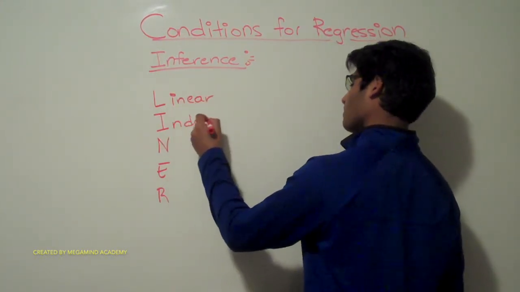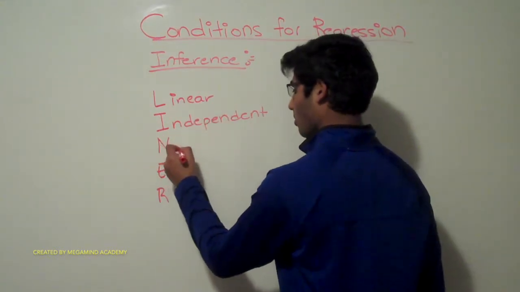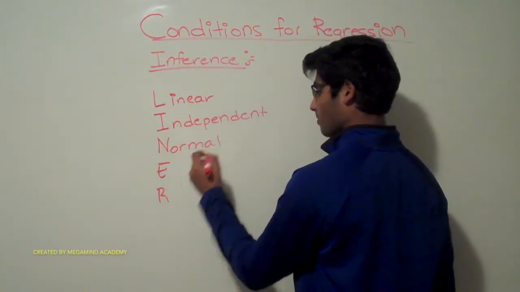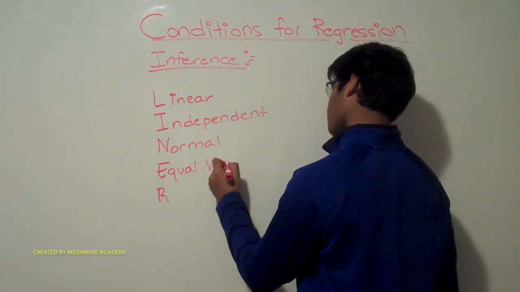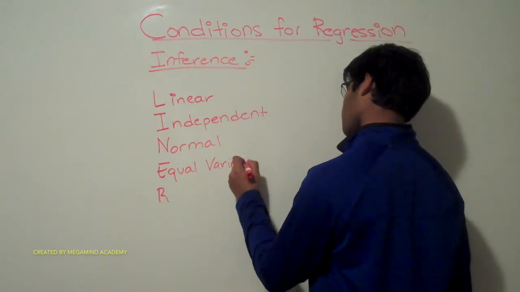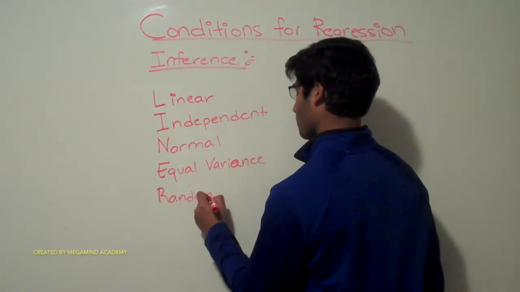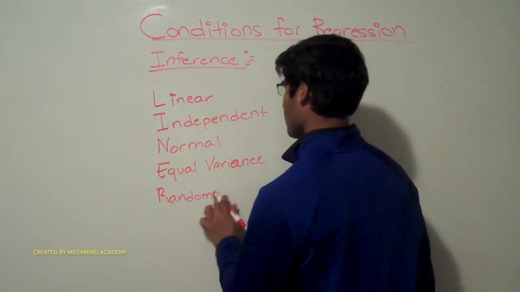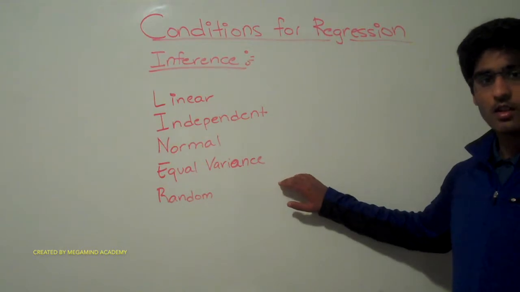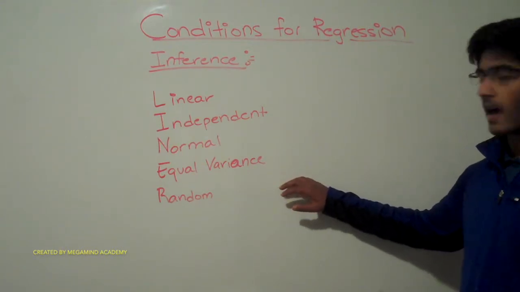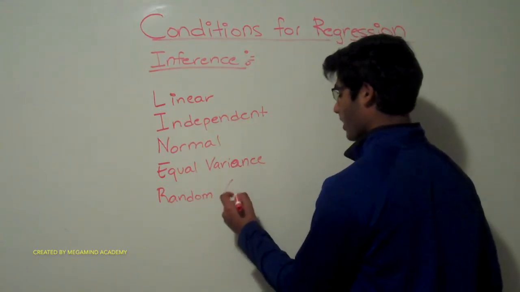independent, normal, equal variance, and randomness, or random. So let's go through each of these conditions, figure out what they mean, and how to see if the condition is met. Let's start with the simplest one, randomness, or random.